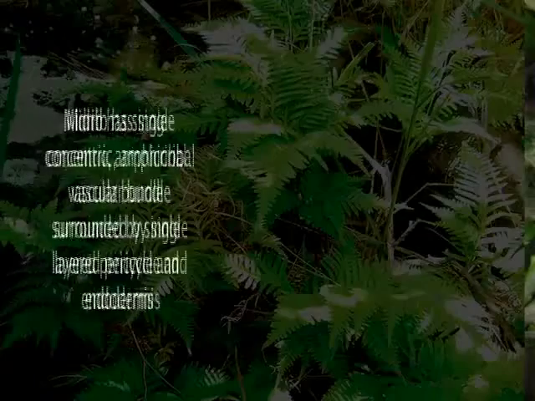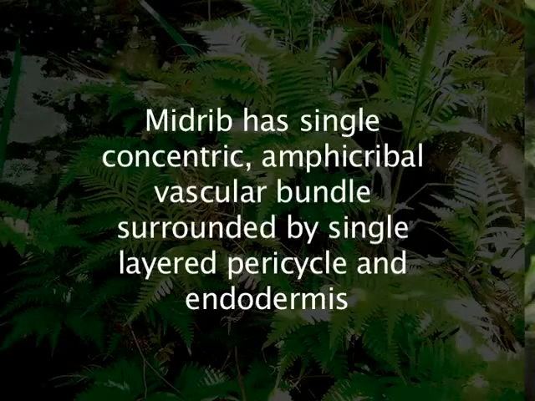Hypodermal region of midrib has sclerenchymatous strips on both abaxial and adaxial sides. Midrib has single concentric amphicribal vascular bundle surrounded by single-layered pericycle and endodermis. The vascular strands are embedded in the mesophyll.